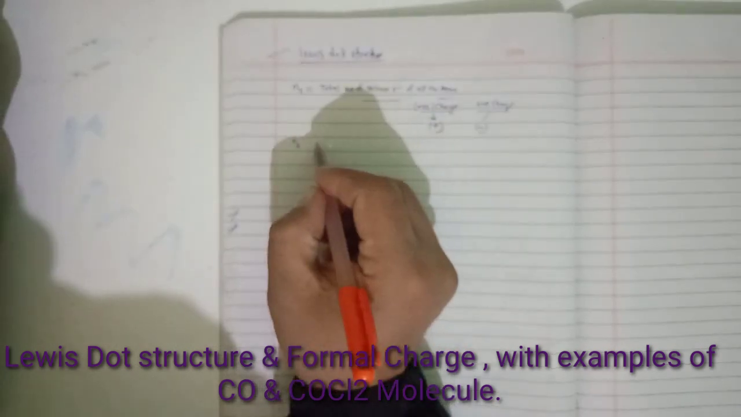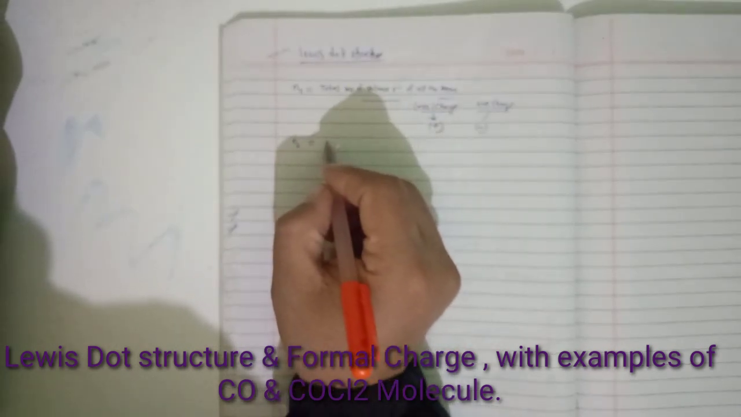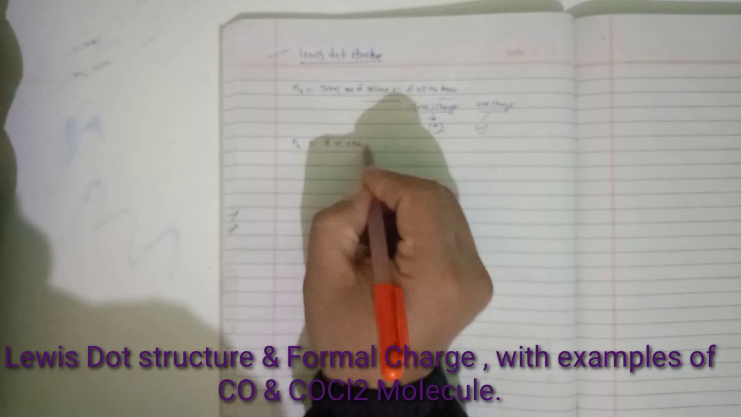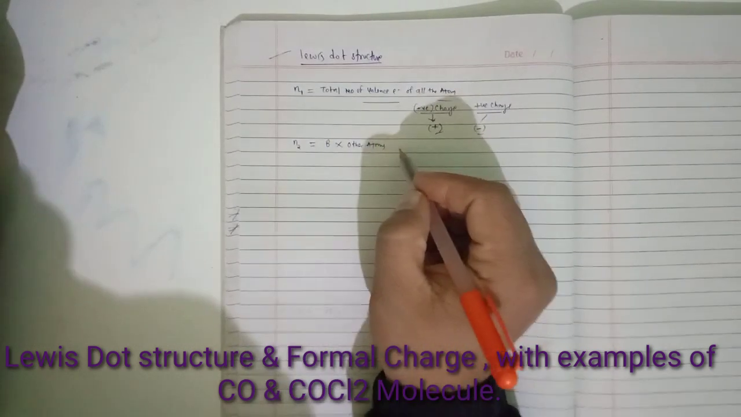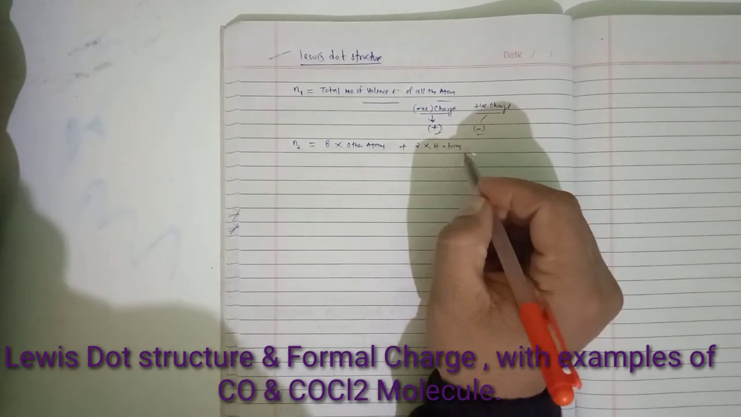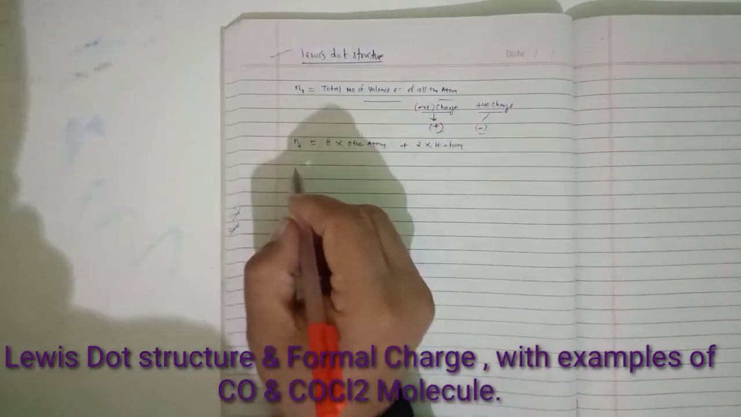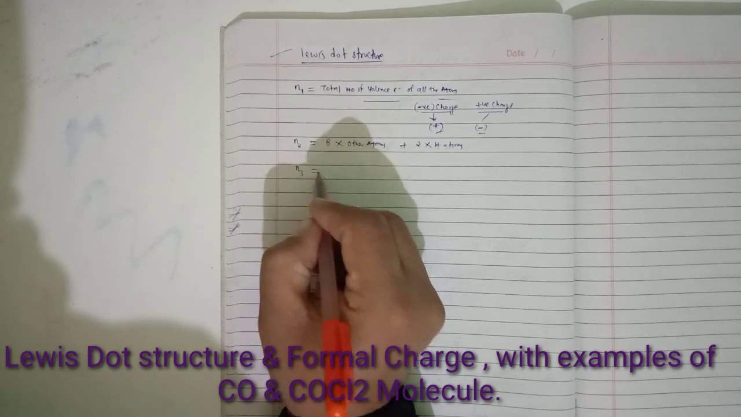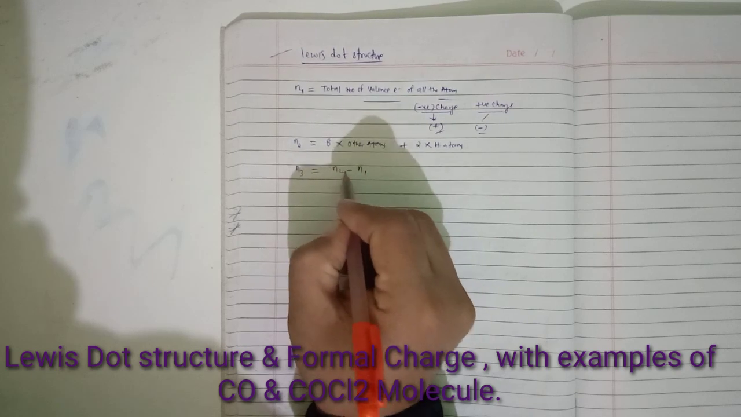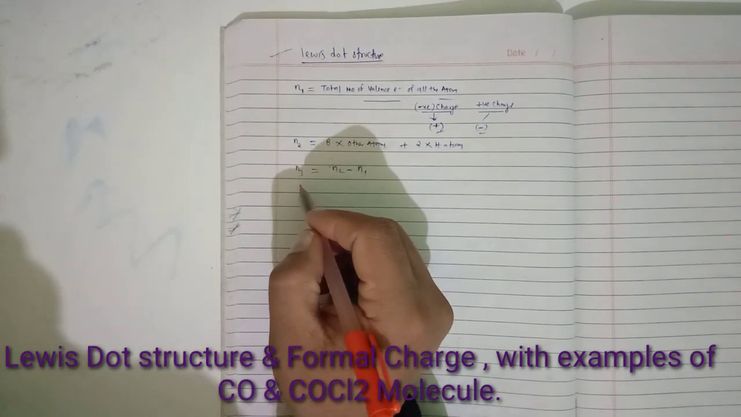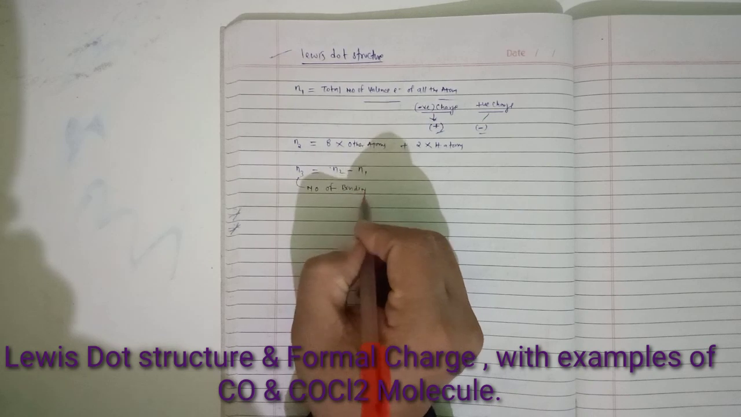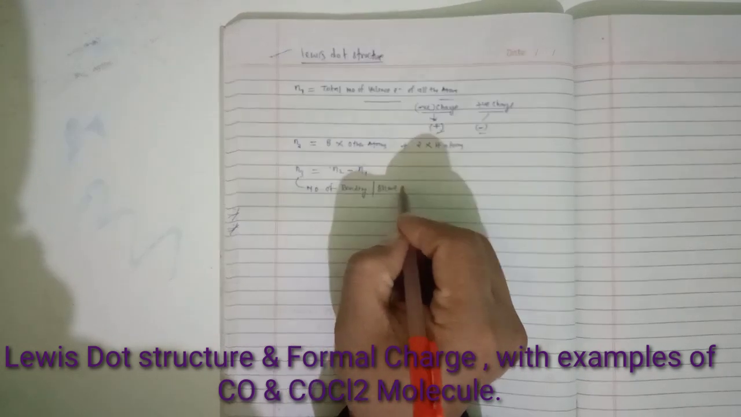Then N2. N2 we will find out as 8 multiplied by the number of other atoms, plus 2 multiplied by the number of hydrogen atoms. Then we will find N3. N3 we will get by subtracting N1 from N2. This N3 indicates the number of bonding, or you can say shared, electrons.